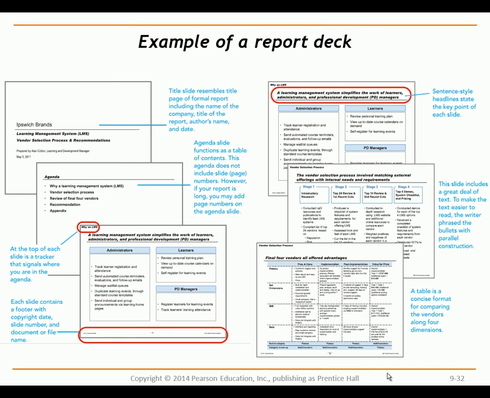Producing a report deck requires creating many slides, with each designed to support a key point. Consider an analytical report written for the chief learning officer of Ipswich Brands, evaluating options for a new learning management system. As you read through this report, pay attention to the annotations and identify the key features. Finally, notice that this report uses an indirect organization, leading up to a recommendation of potential vendors at the end. The organization allows the author to explain the rationale and persuade readers with benefits before recommending specific vendors.